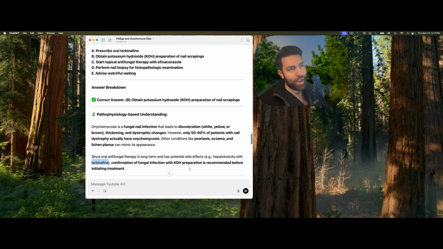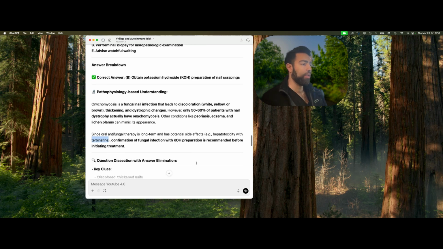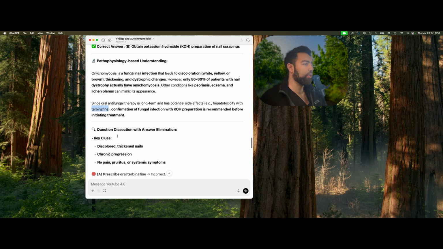Now I'll tell you, in practice, a lot of places that I've worked at, unfortunately, don't have the KOH prep, and they may empirically start people on the treatment. So I tell you that in practice it may not happen like that. That's my experience, but the best way is to get the KOH prep for the boards every time. Okay, anytime you see this question. So key clues.